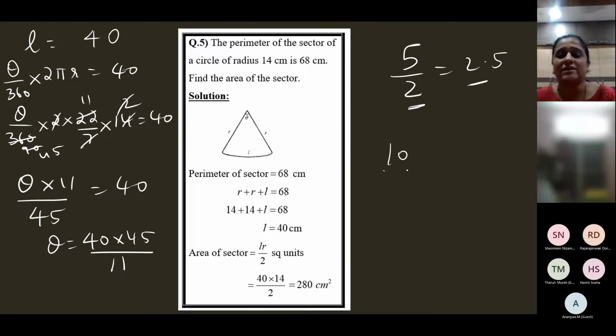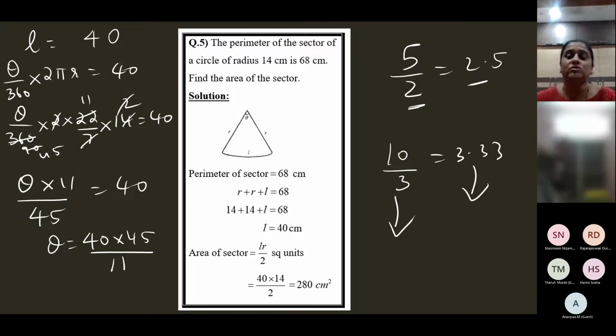But in a fraction like 10 by 3, which is 3.33, if you want to use it for further calculation, use 10 by 3. Don't use 3.33. Correct? All of you? Yes, yes. You can find the decimal value.